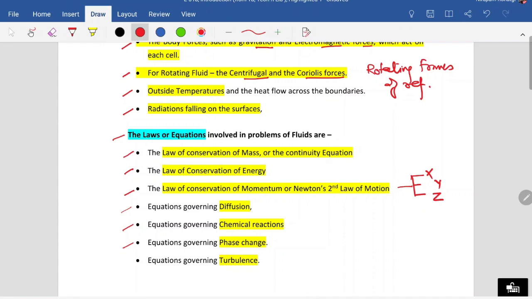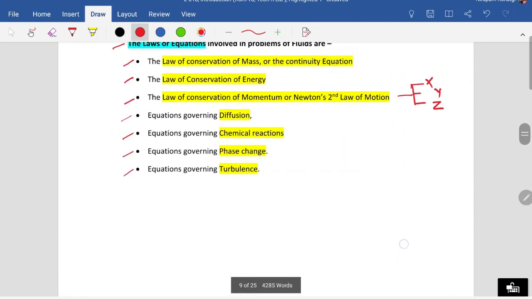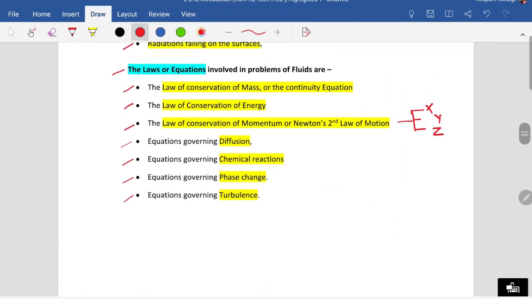Then we have to talk about equations which govern turbulence. All these things together make up CFD. So here we are talking about only the equations, parameters and laws which are involved.